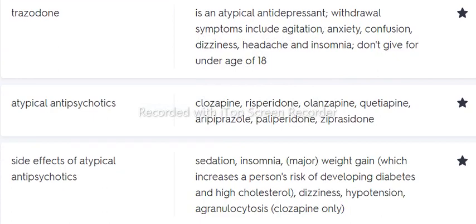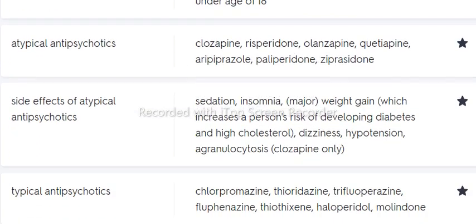Atypical antipsychotics: clozapine, risperidone, olanzapine, quetiapine, aripiprazole, paliperidone, ziprasidone. Side effects of atypical antipsychotics: sedation, insomnia, weight gain, dizziness, hypotension, agranulocytosis.